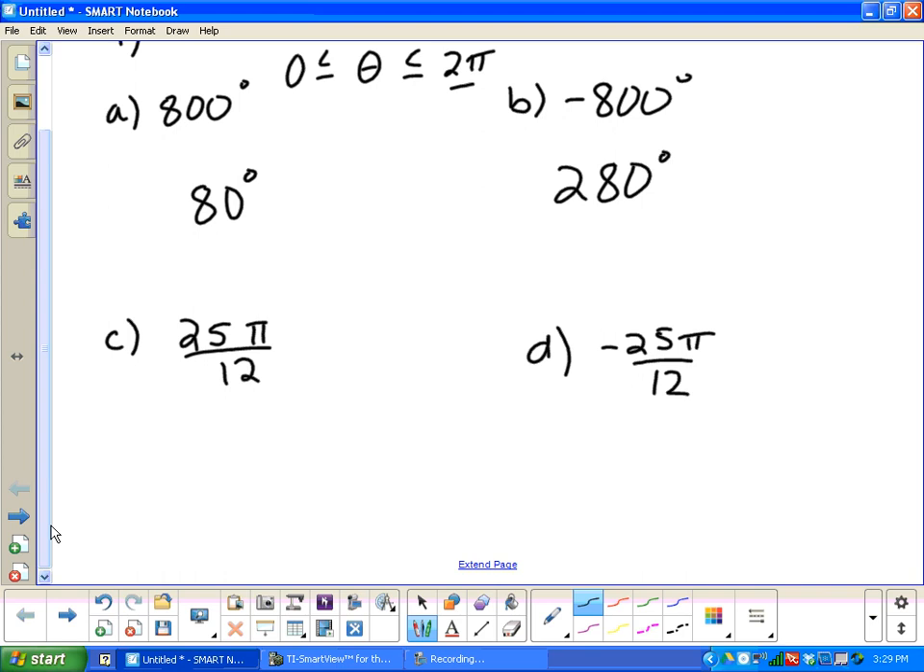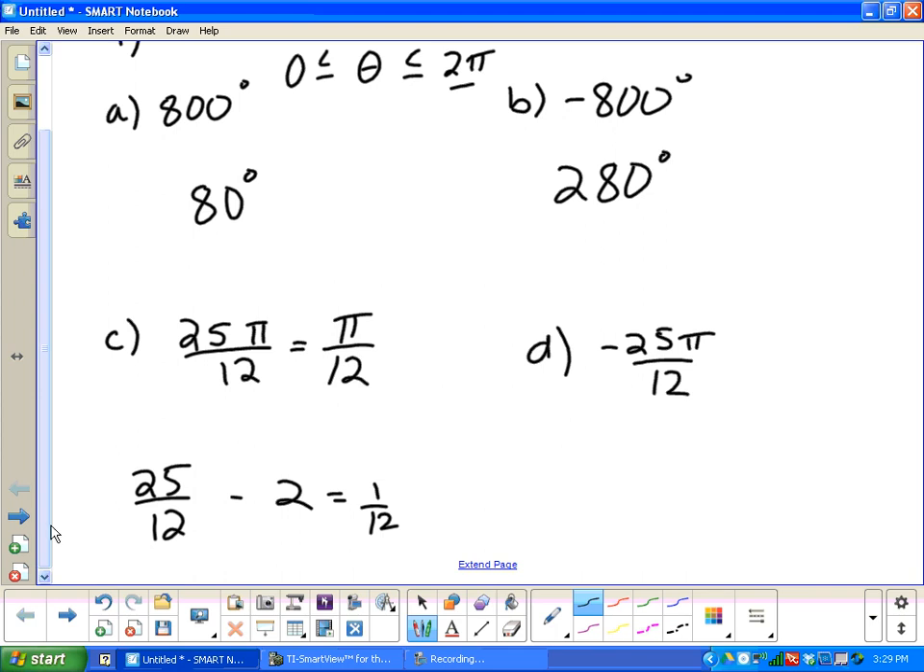Now really what we're going to do in our calculator here is we're just going to take 25 over 12 without the pi sign and just subtract 2. That way if I push the pi sign, I get a bunch of decimals. So if I just type in 25 over 12 on my calculator minus 2, I'm going to get 1/12. So the coterminal angle here for 25 pi over 12 would be 1 pi over 12, or just pi over 12.